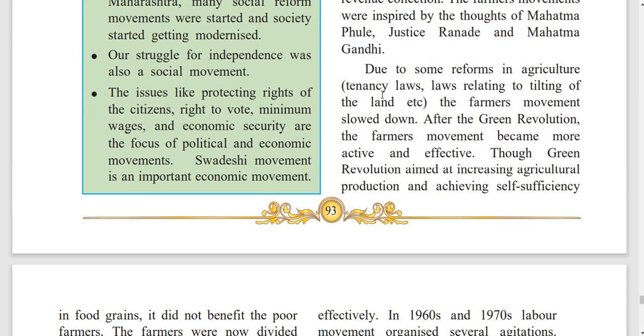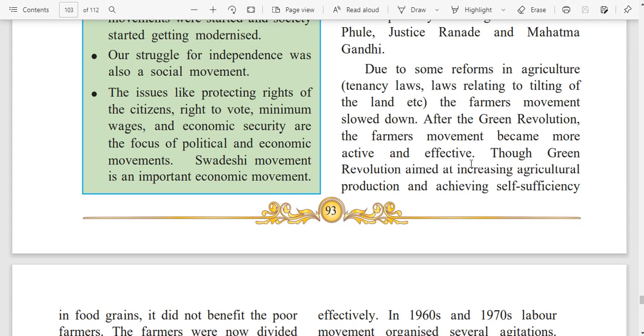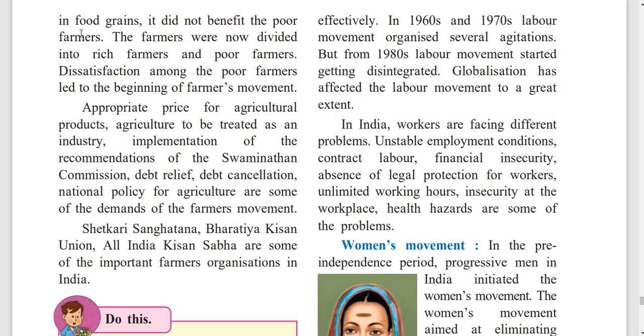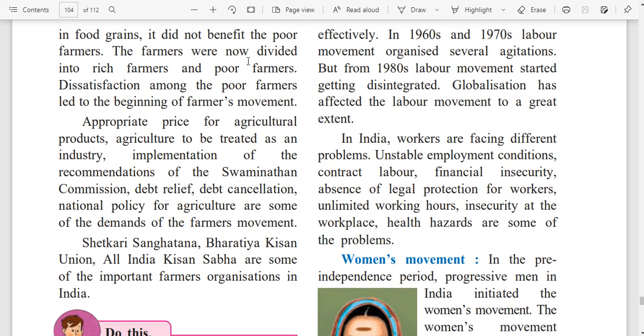Due to some reforms in agriculture, tenancy laws, laws relating to tilling of the land, etc., the farmers' movement slowed down. After the Green Revolution, the farmers' movement became more active and effective. Though the Green Revolution aimed at increasing agricultural production and achieving self-sufficiency in food grains, it did not benefit the poor farmers. The farmers were now divided into rich farmers and poor farmers. Dissatisfaction among the poor farmers led to the beginning of the farmers' movement.